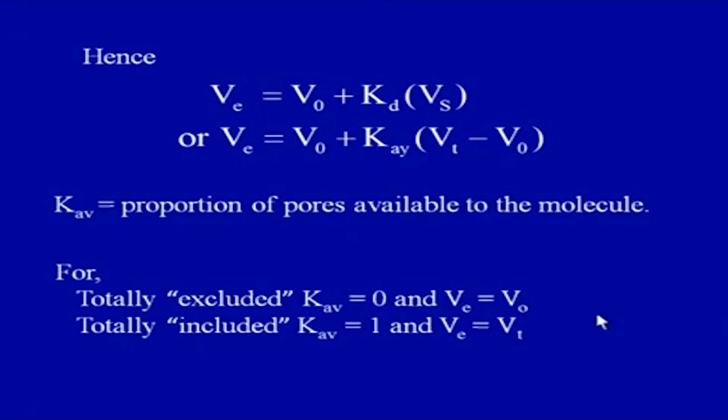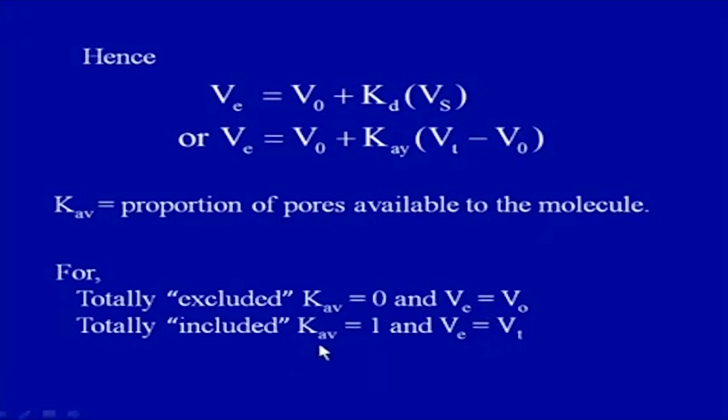So, if you consider these equations here, Kd is the distribution coefficient, and Kab is the proportion of pores available to the molecule, and both could be used. So, for a totally excluded molecule, since Kd or Kab will be 0, the elution volume will equal the void volume, that is for a completely excluded molecule.